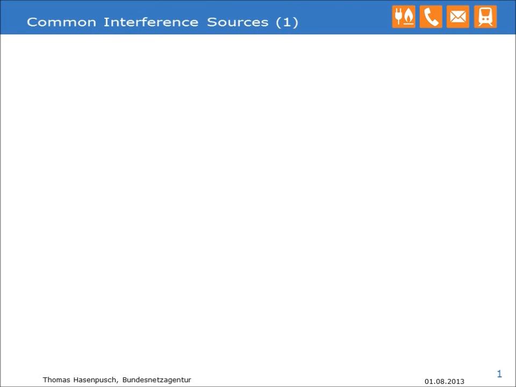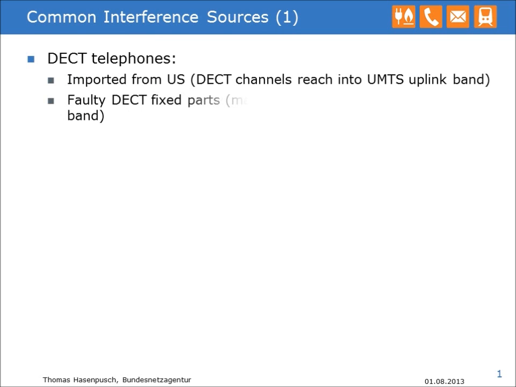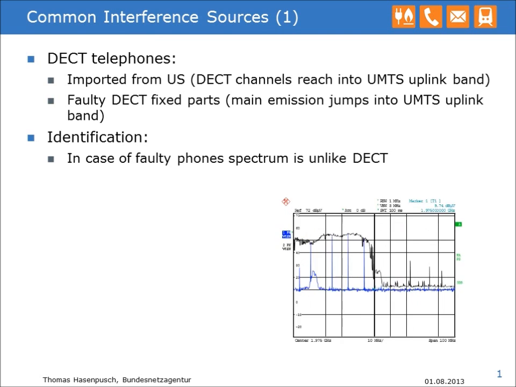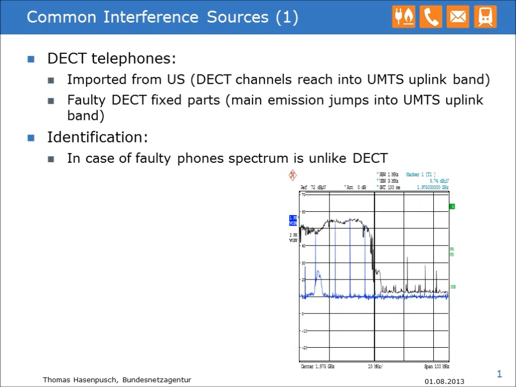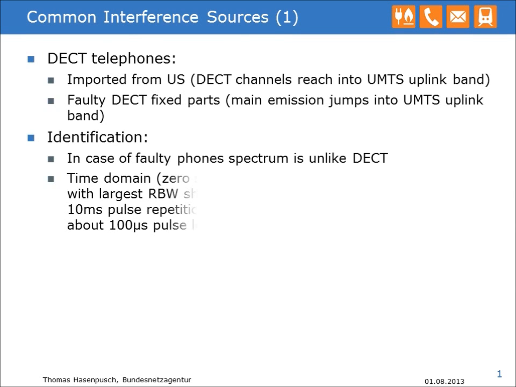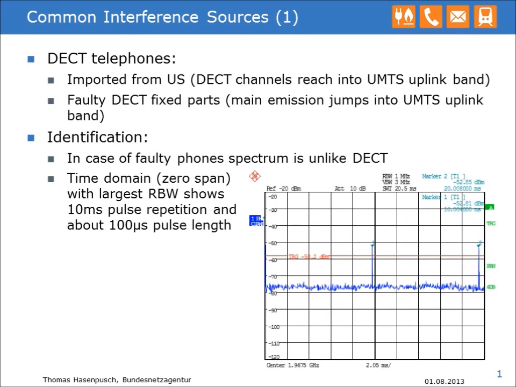So the most common interference source is DECT telephones. We have US-imported DECT telephones, because in the US the DECT frequency band reaches into our UMTS uplink band, and if the DECT telephones from the US use the upper channels, they are in our band. And we also have faulty DECT phones. Some DECT telephones develop the fault that they jump to the UMTS band when they get faulty. The user does not notice it, only that the DECT station is not working anymore, but it may still serve as a charger for the mobile.